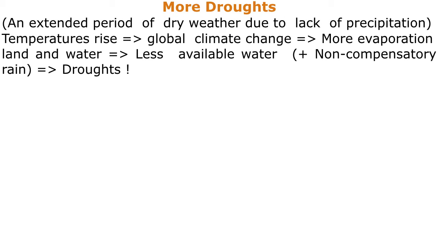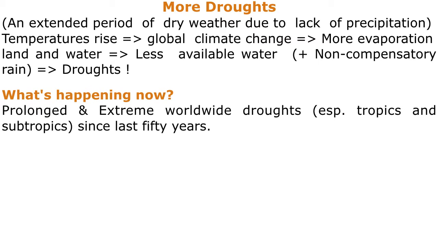Let's explore the droughts. A drought is an extended period of dry weather caused by a lack of rain or snow. As temperature rises due to global climate change, more moisture evaporates from land and water, leaving less water behind. Some places get more rain or snow to make it up, but other places become drier.